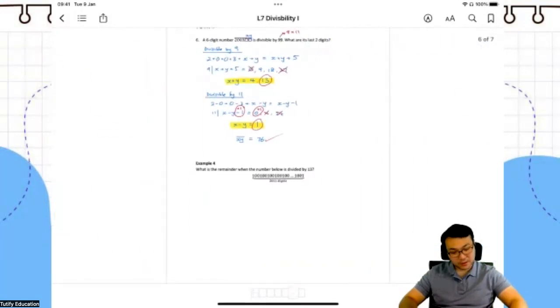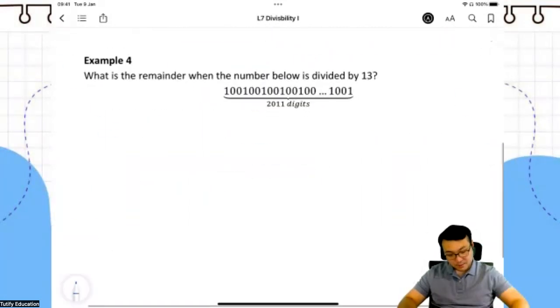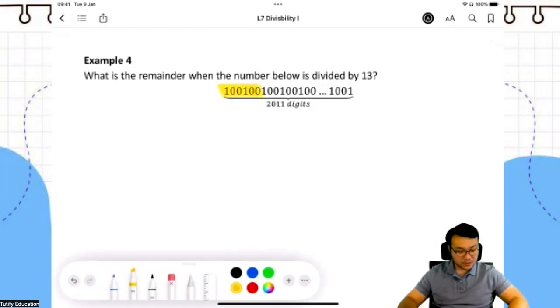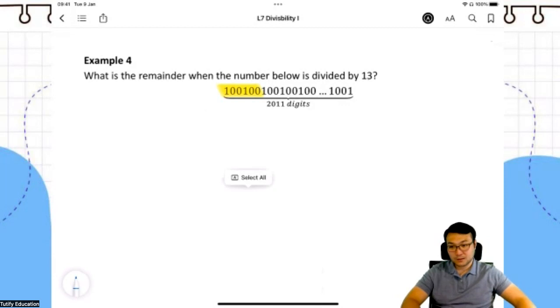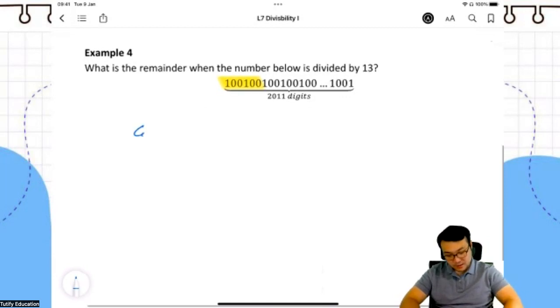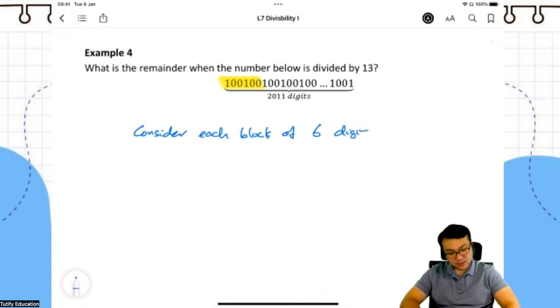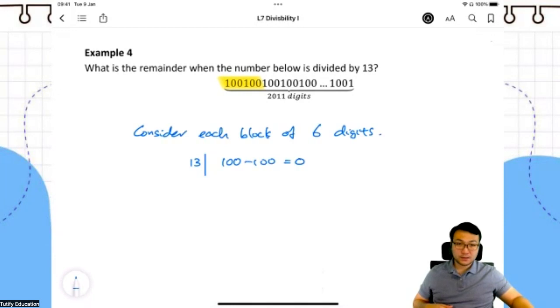So let's take a look at what we're doing here. Blocks of 6 digits. 1 0 0 1 0 0. This is a block of 6 digits. Okay, let's write it down. Consider each block of 6 digits. And 13 divides this. 13 divides 0. Am I right? Yeah. So every block of 1 0 0 1 0 0 is divisible by 13.